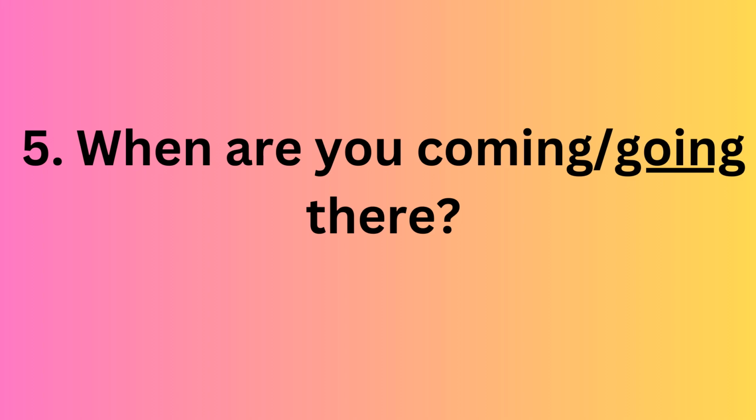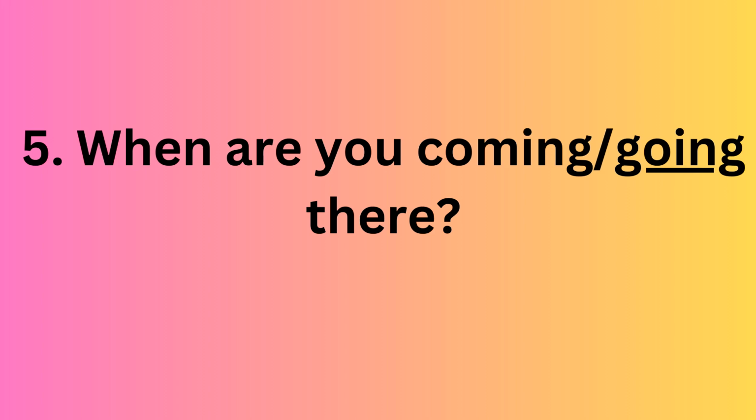Let's look at the meaning of going. Going is used to talk about movement away from the speaker. Another clue in this sentence is the word there. So there indicates that the movement is away from the speaker. Instead, if we had here, then that would indicate that the movement is towards the speaker.